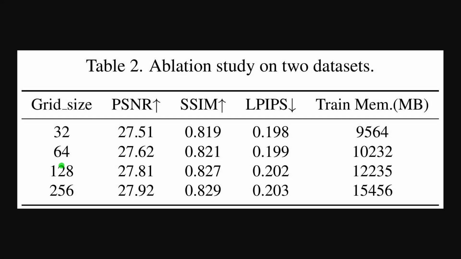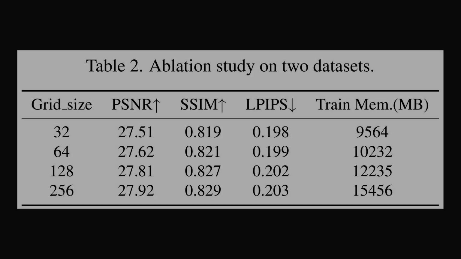We are looking at a table that analyzes the spatial histogram grid size, which directly affects quality and memory. You can see that moving from grid size 32 to 256 steadily raises peak signal-to-noise ratio and structural similarity, while learned perceptual distance slightly worsens. The trade-off appears modest in quality, but training memory climbs sharply, from about 9.5 gigabytes to more than 15 gigabytes. So, finer grids help alignment of spatial structure, yet they demand substantially more memory during training.